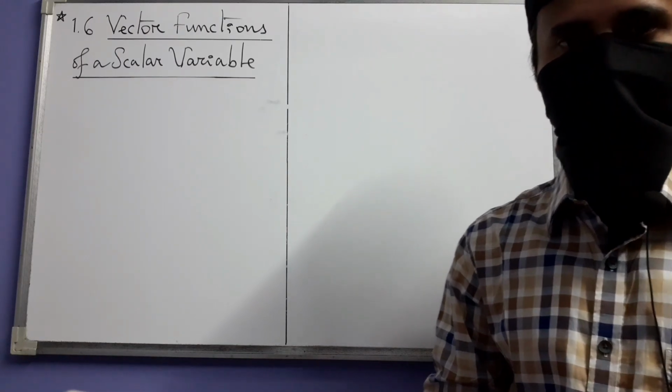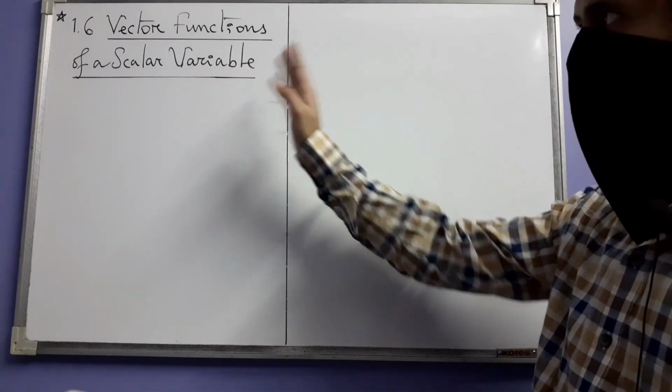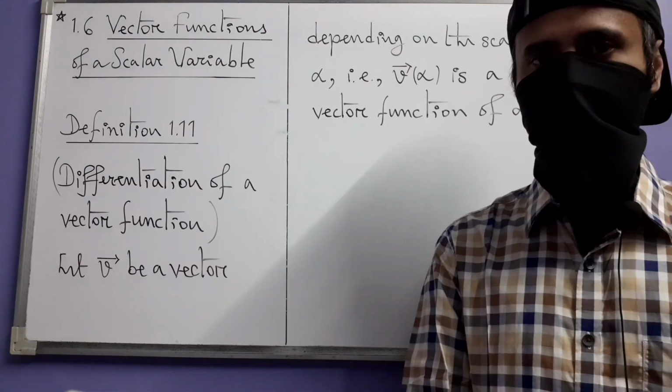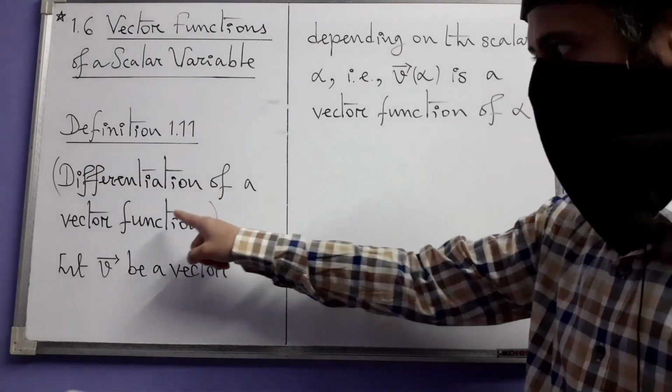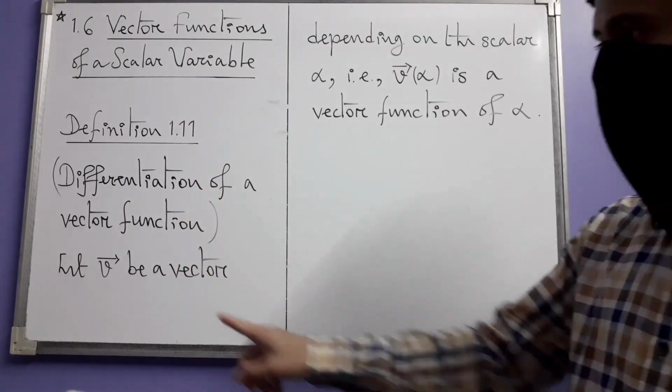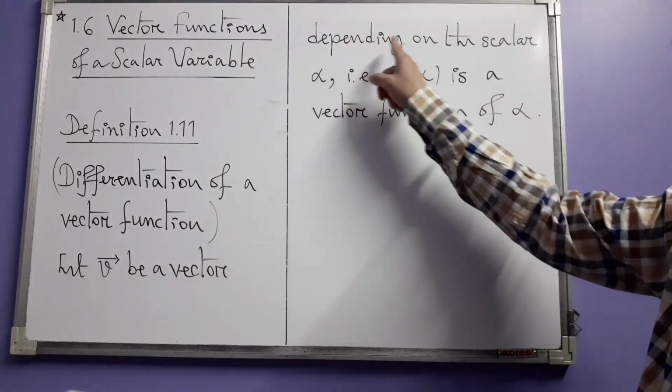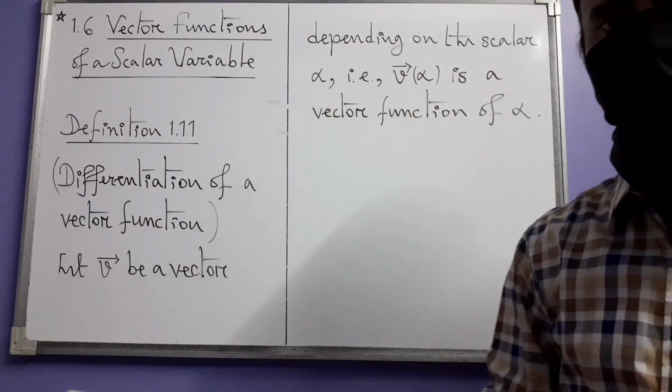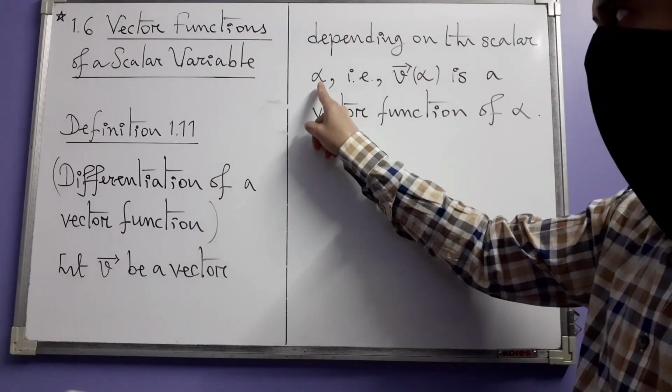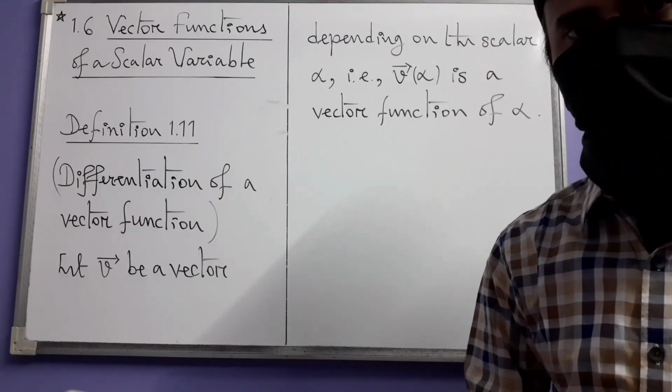Let's start a new topic, vector functions of a scalar variable. This is the definition of differentiation of a vector function. Suppose V is a vector depending on the scalar alpha. That means for different values of the scalar alpha, we have different vectors V.